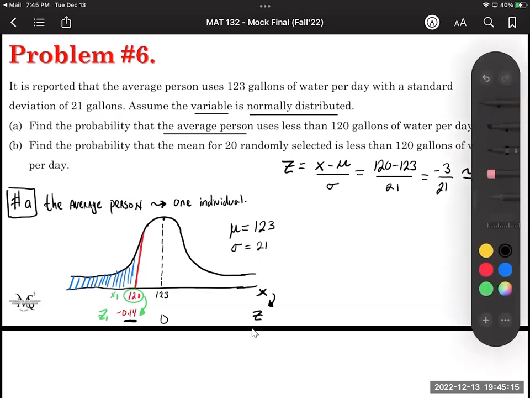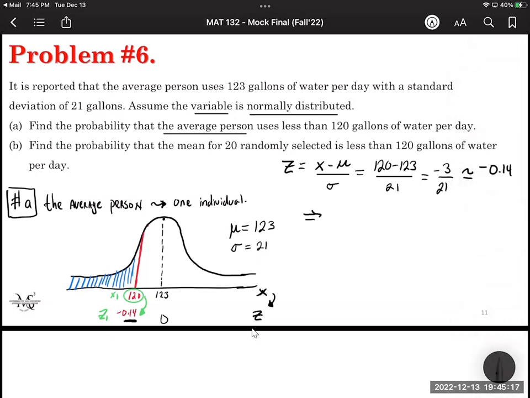So I'm going to write the following 2 statements. The first statement is in terms of x, right? Originally, we were trying to find the area to the left of x equals 120. However, this is equivalent, when you transform it in terms of z, in the second statement. It's the same thing as saying area to the left of z equals negative 0.14.